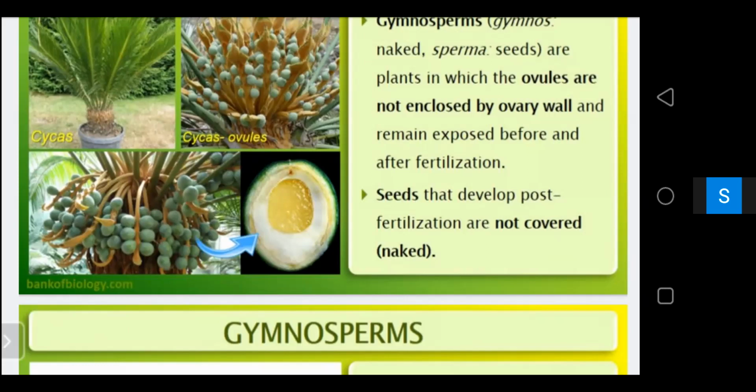From here, the seed plants start. Unlike bryophytes and pteridophytes, in gymnosperms the male and female gametophytes do not have an independent free living existence. If you remember, in bryophytes and pteridophytes the male and female gametophytes have an independent existence, but here the male and female gametophytes do not. They remain within the sporangia.